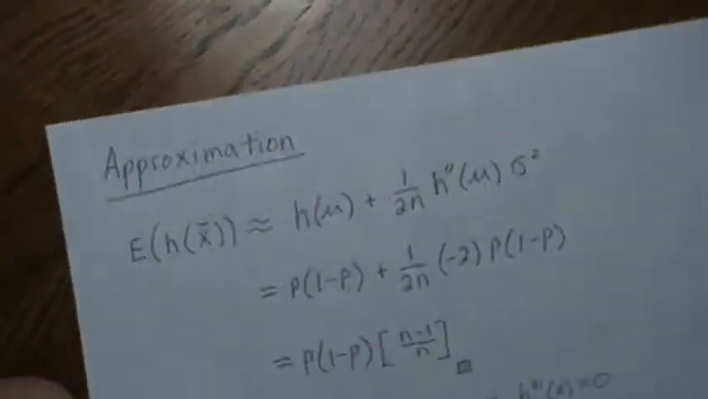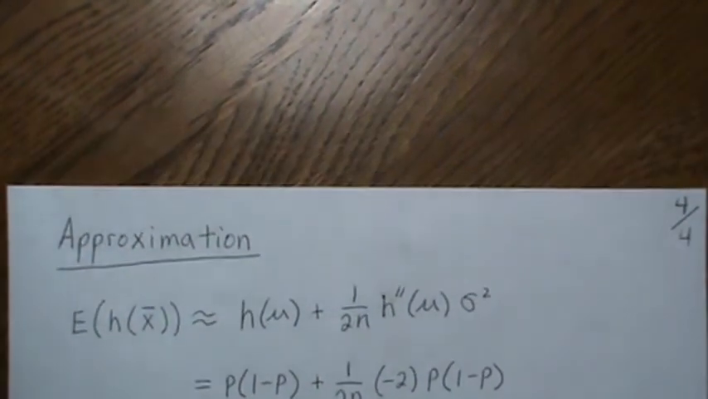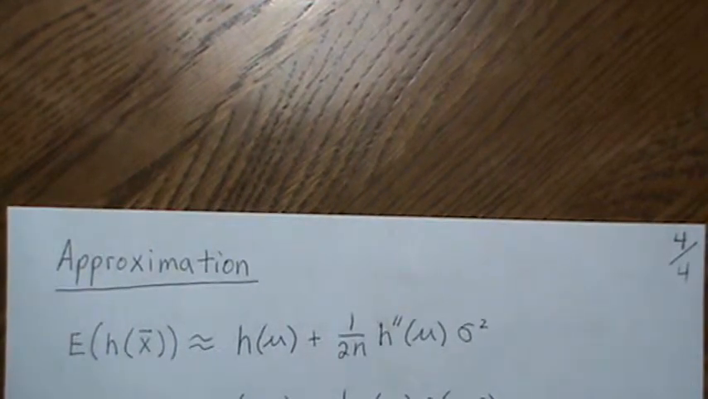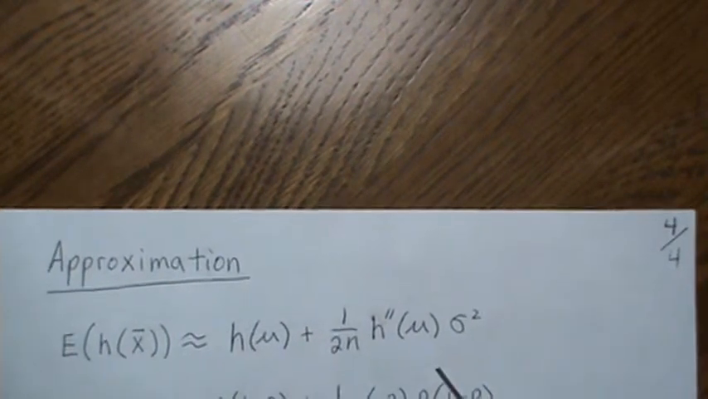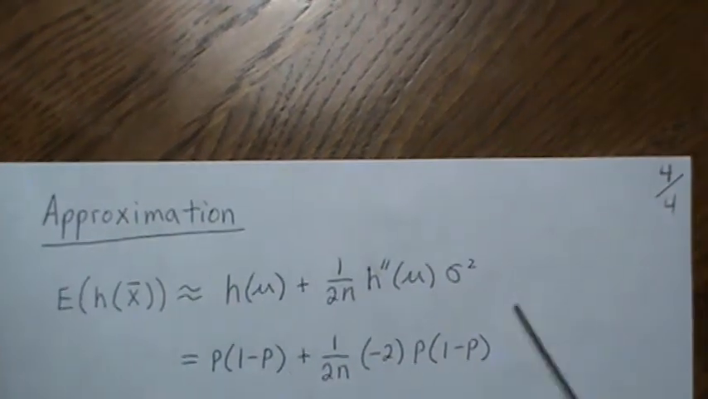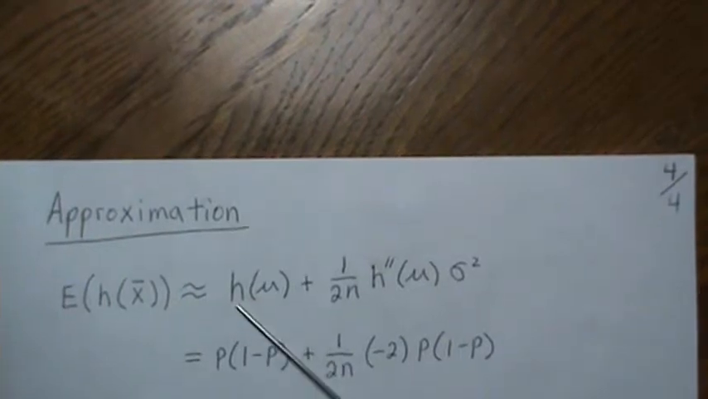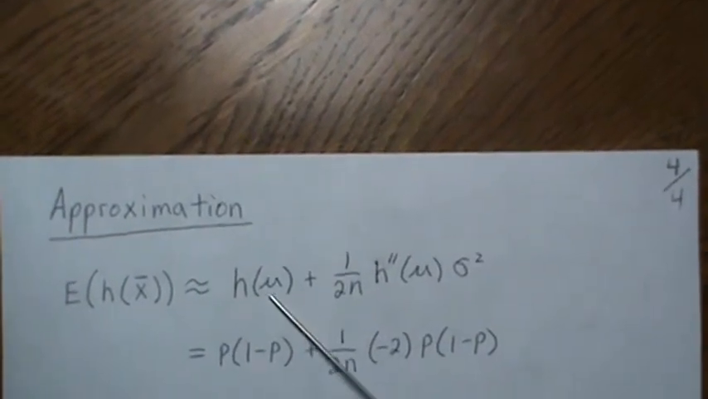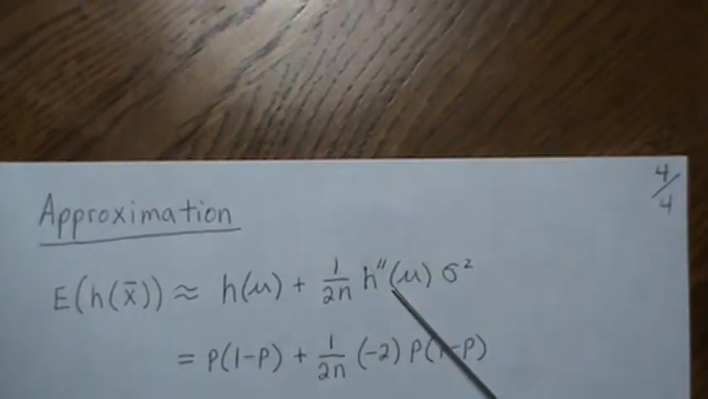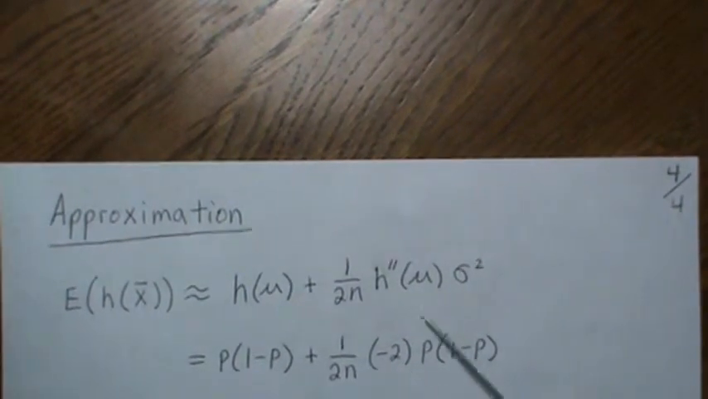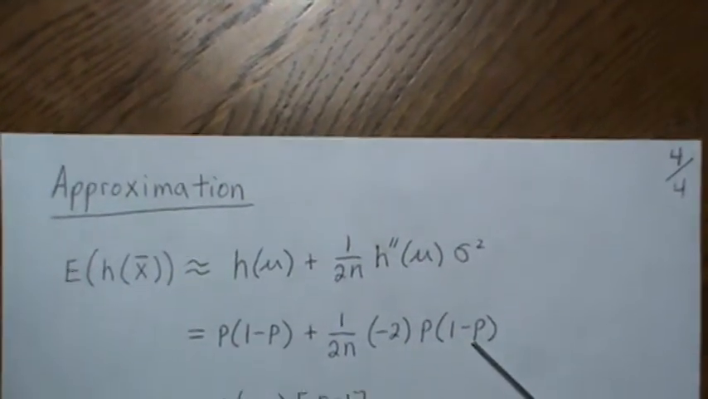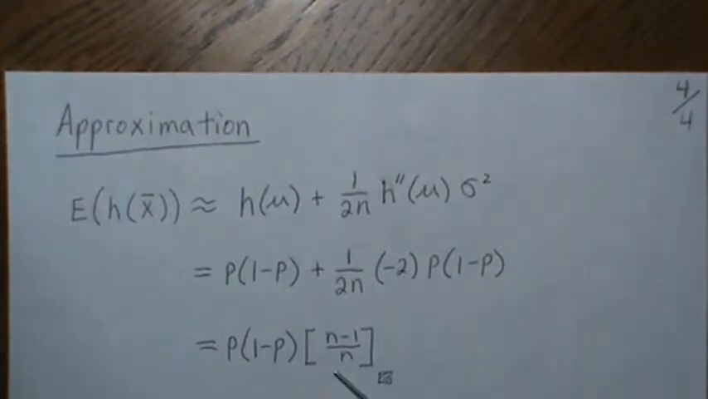Now let's look at the approximation. The approximation that we found on page 1 was this. That's the Taylor expansion. And then we had some remainder, but we're leaving that off now. And then h of mu means plug in the mean, which we said was p, so it's p times 1 minus p. The second derivative was minus 2, so that's this. The variance is pq, or p times 1 minus p. And then this simplifies to this.